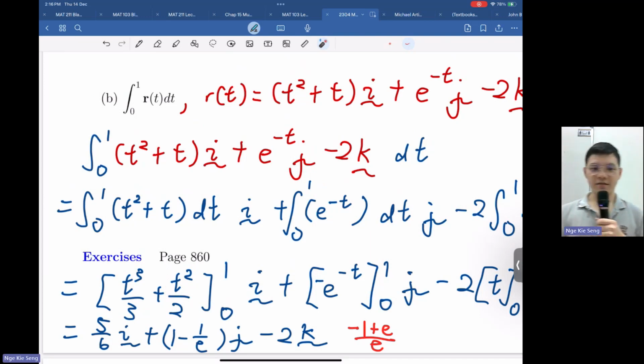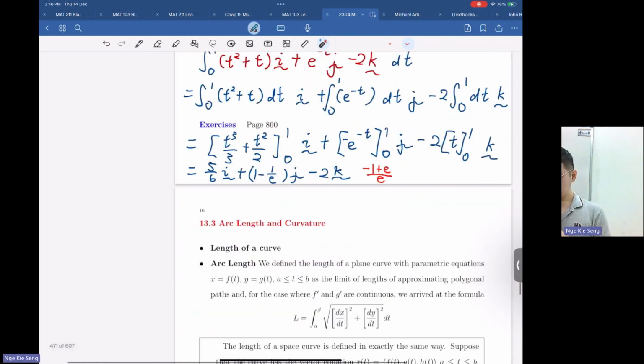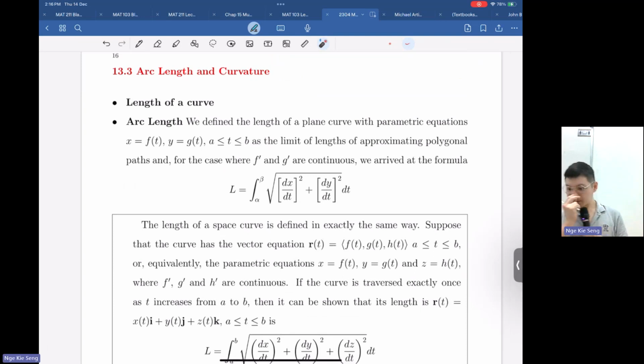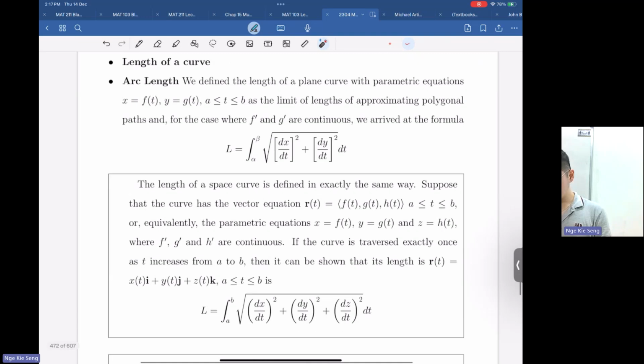Okay, let's continue. Similarly, last time we touched on the length of a curve, or we call it the arc length. What's the length of the arc that you draw, whether a plane curve, a space curve, or a curve in general? So this is just the integration of the square root of the sum of squares of the derivative.